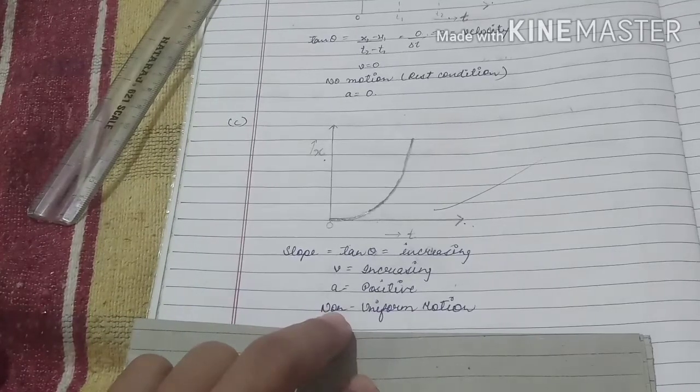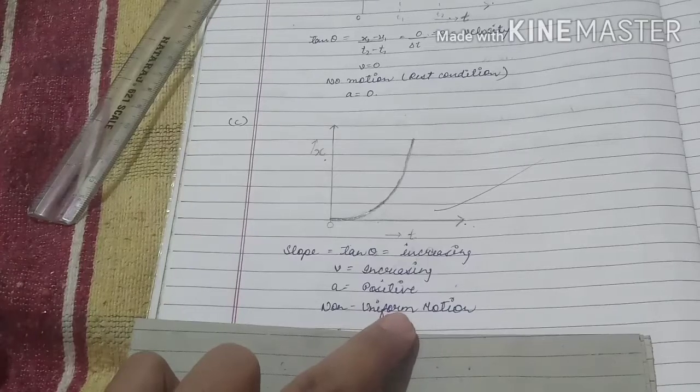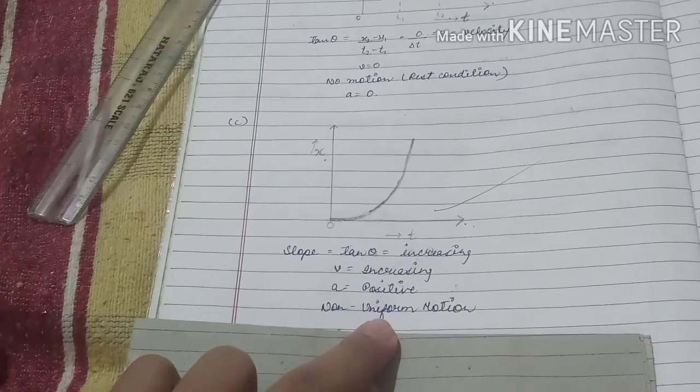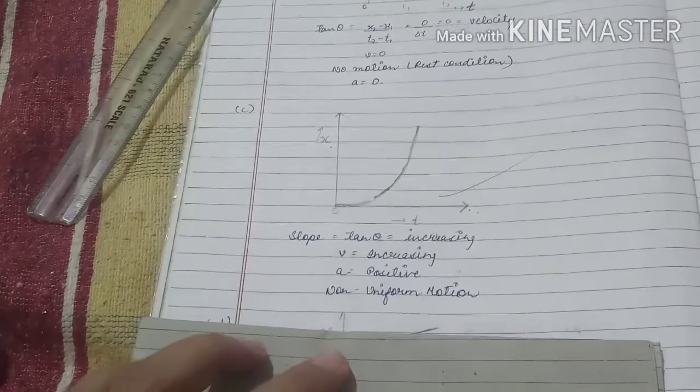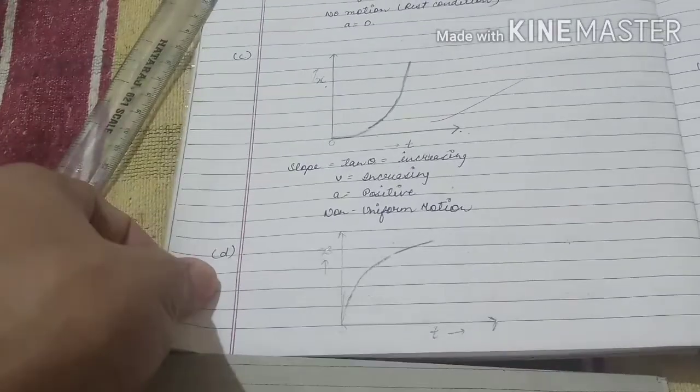And now if velocity is increasing, or it may decrease sometimes, this type of motion is known as non-uniform motion. This is known as a non-uniform motion. Okay. And our fourth graph for displacement-time is this one.